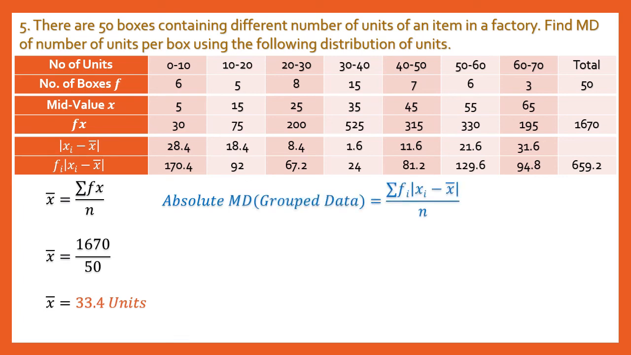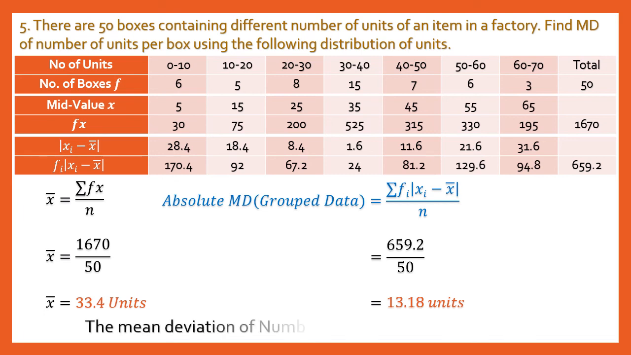Okay, we just need to calculate the mean deviation. So the absolute MD for a continuous distribution or grouped data is summation fi modulus xi minus x bar divided by n, and the value is 659.2 upon 50. 50 is the total frequency, so the answer is 13.18 units. We don't have to calculate the coefficient of MD here. So we are just going to complete the sum here. The mean deviation of the number of units per box is 13.18 units.